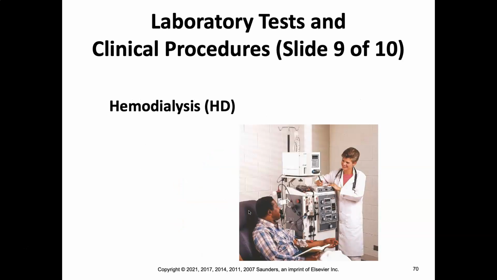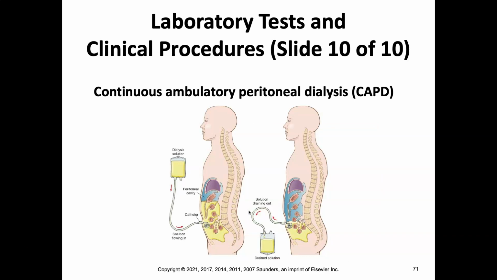This is a visual of hemodialysis, one of the types of dialysis. There's also peritoneal dialysis, but this is hemodialysis, where they're hooked up and the machine is filtering the blood for the individual because the individual's kidneys can no longer do it for them. And this is peritoneal dialysis. They're also hooked up, but it's using the peritoneal cavity and a solution and doing some filtration.